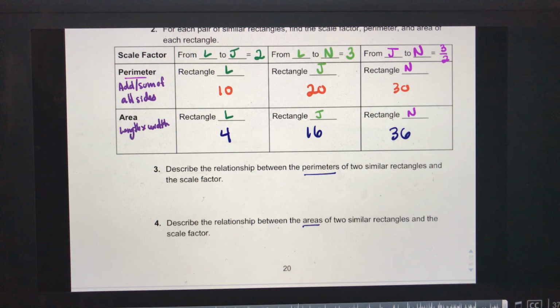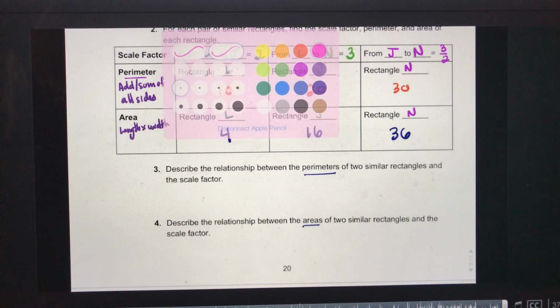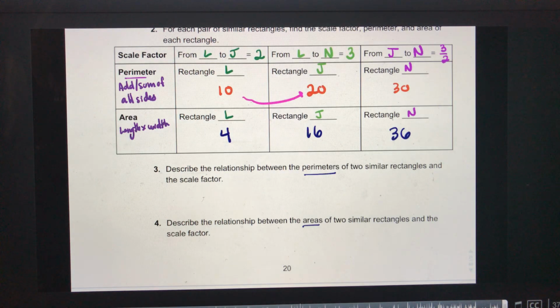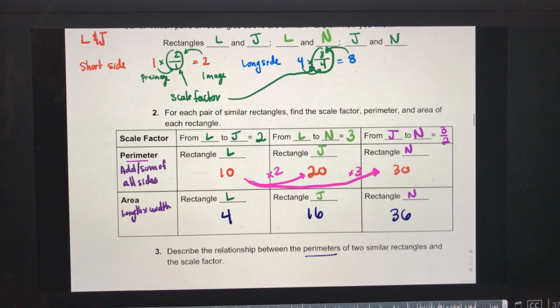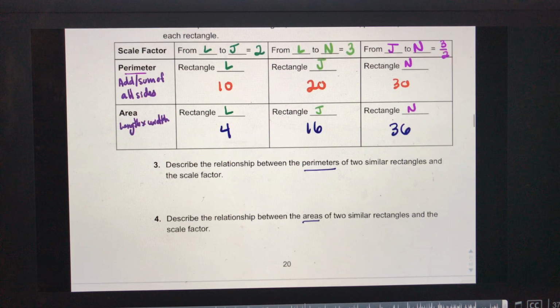Alright, after you've paused the video and you worked on this, this is what we're looking for. You're looking for a relationship between these two items, 10 and 20, that's times 2. Between these two items, that's times 3. And we saw that. That was our scale factor. And here it is, times 2, times 3. Now, when we do the same thing, let's write that down.